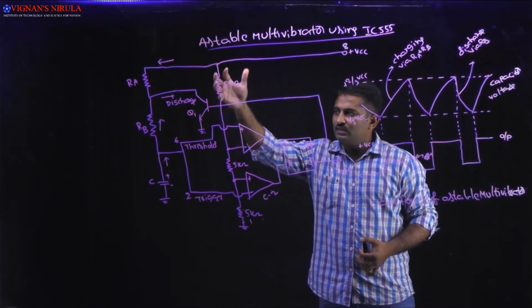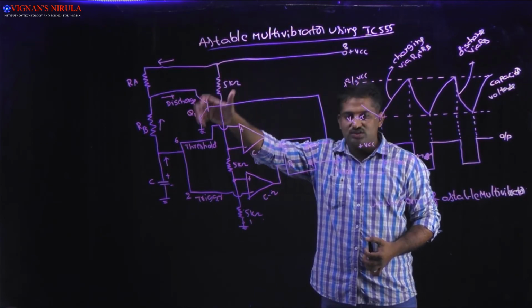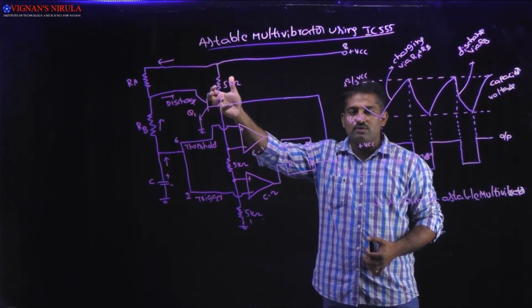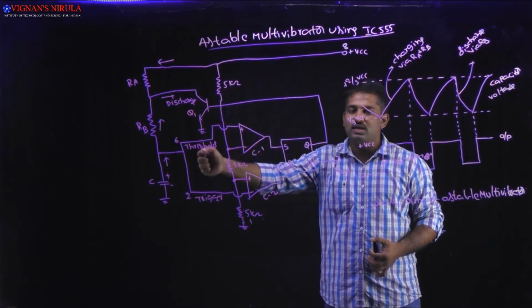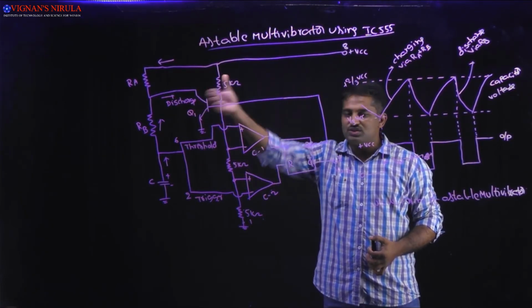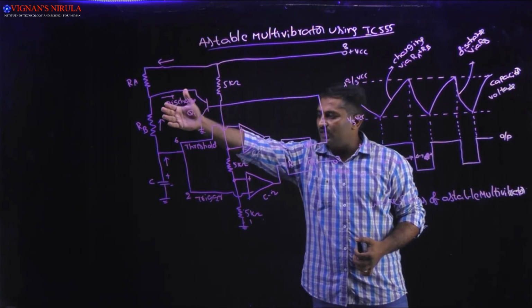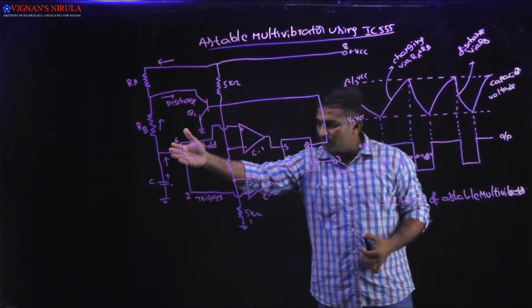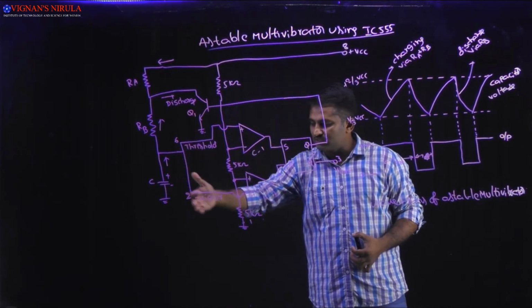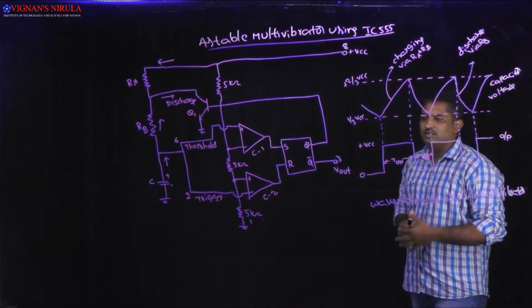Once again, the transistor Q1 is driven and it goes to saturation, or it discharges, and immediately the capacitor will be discharged. And once again we are applying the discharging capacitor voltage as a triggering input.